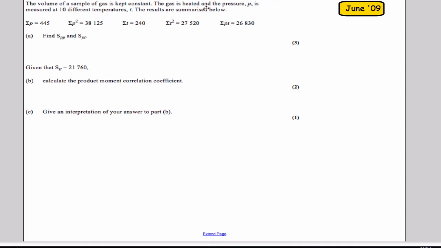Okay, so the volume of a sample of gas is kept constant. The gas is heated and the pressure P is measured at 10 different temperatures T. The results are summarized below. We're given our summary statistics here, and we're asked to calculate Spp and Spt.